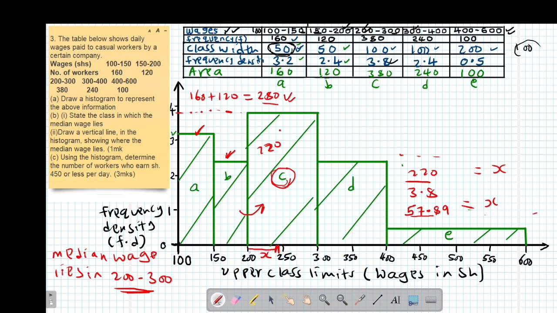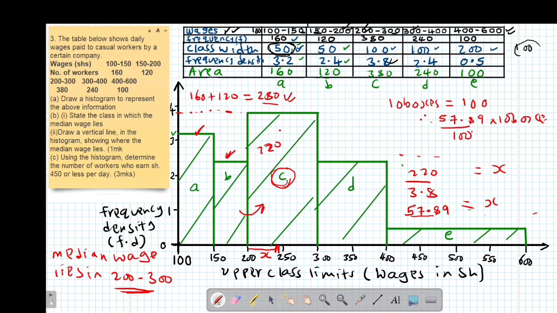So I'm going to say from 200 up to 300, I'm having 10 boxes: 1, 2, 3, 4, 5, 6, 7, 8, 9, 10. So if 10 boxes are representing 200 up to 300, that difference is 100. If this is being represented by a width of 100, what about our width of 57.89? So this will be over 100, then multiplied by 10 boxes.